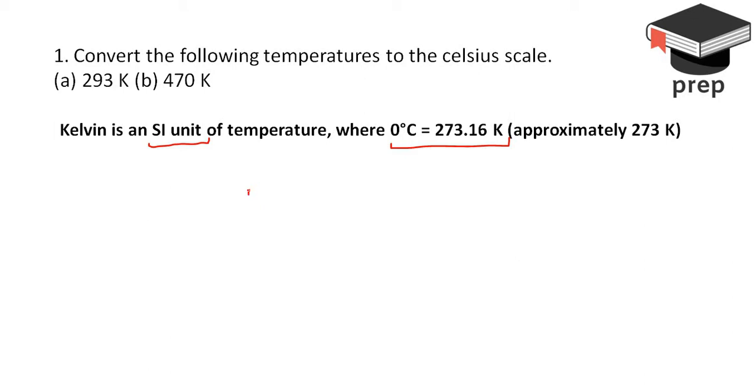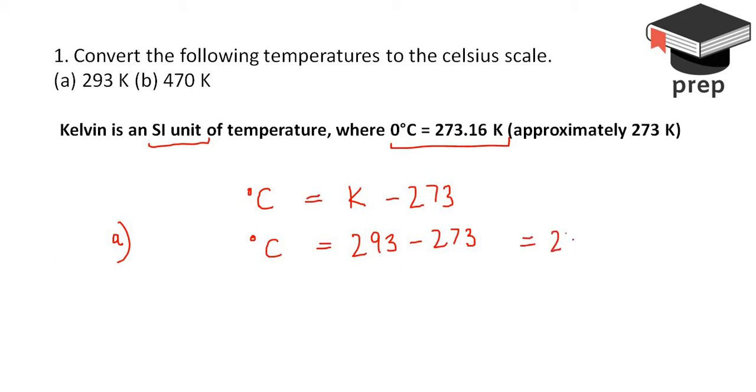The relationship is something like this. Whatever temperature you want in degrees Celsius can be obtained by taking the temperature in Kelvin and subtracting 273 from it. Instead of using exactly 273.16, you can always go for 273 as an approximation. So doing the first part, we want the temperature in degrees Celsius, so we'll be using the relation degrees Celsius equal to the temperature in Kelvin, that was 293 for the first part, minus 273. So the answer for the first part is 20 degree Celsius.